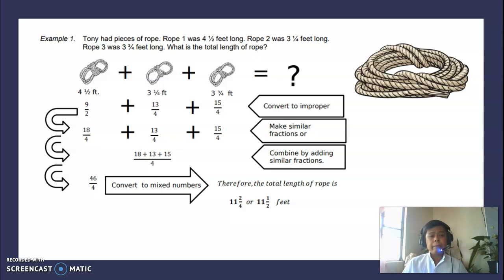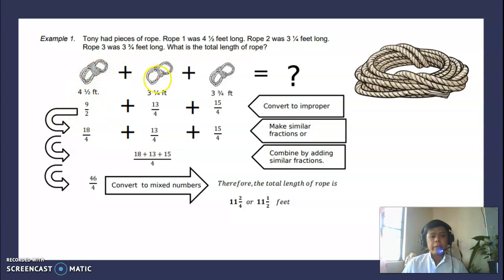So, Tony had pieces of rope. Si Tony daw, meron daw siya mga piraso ng lubid. Rope 1 was 4.5 feet long. So, ito yung rope 1. Si rope 1 daw ay 4.5 feet long. Si rope 2 naman ay 3 1/4 feet long. And then, that is rope 2, 3 1/4. Then, rope 3 naman was 3 3/4 feet long. So, ang tanong, what is the total length of the rope? No? So, meron tayong illustration dito.